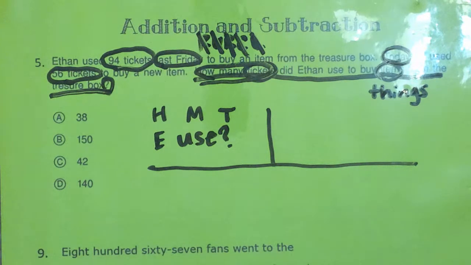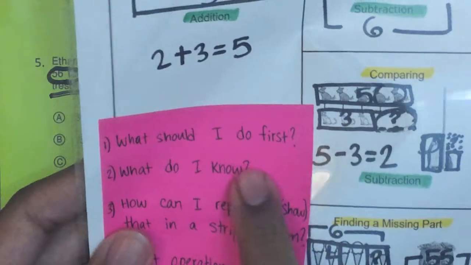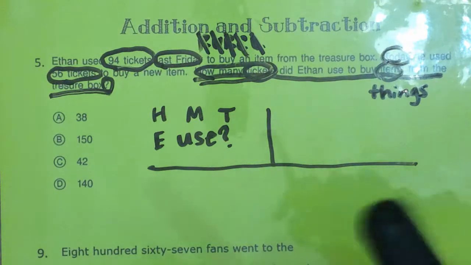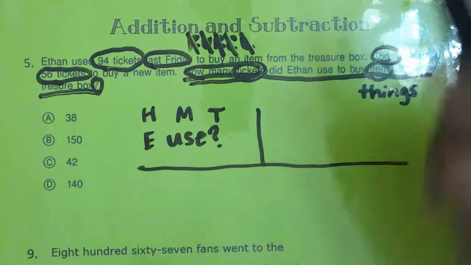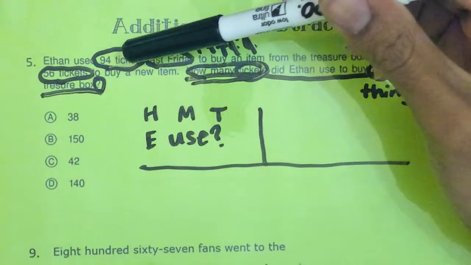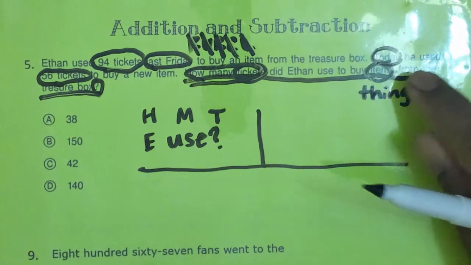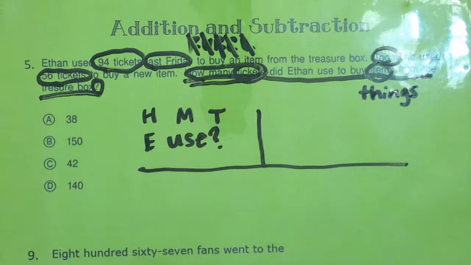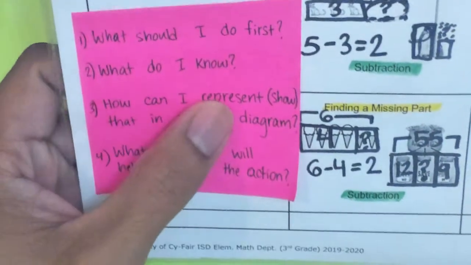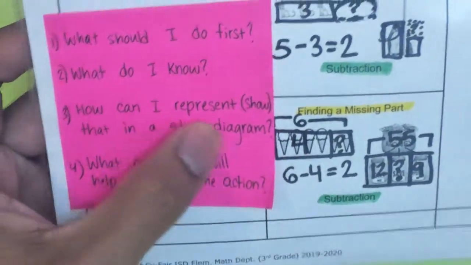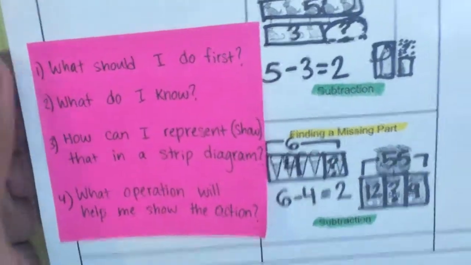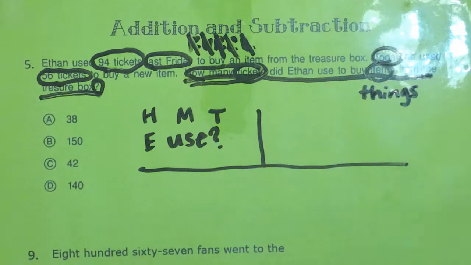Okay, my next question is, what do I know? Well, I know that this is about Ethan. I know that he used 94 tickets last Friday to buy something, and I know that today he used 56 tickets to buy something new. Okay, well, how can I represent or show that in a strip diagram? What I have to do is go through that information again, and as we're going through that information, we're going to be drawing a strip diagram.